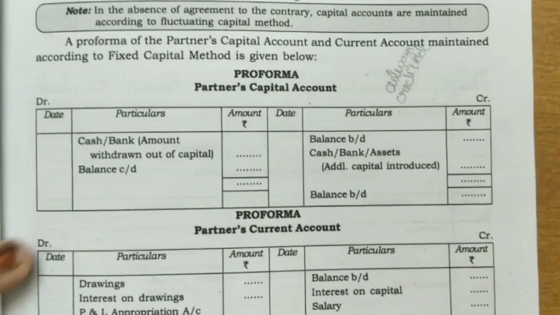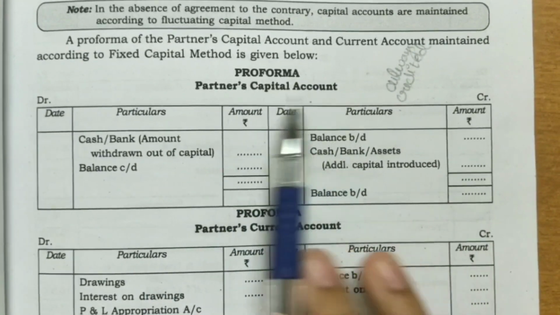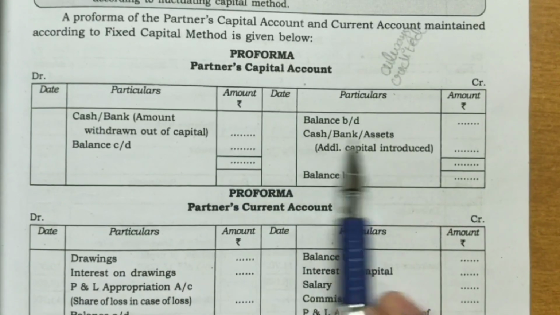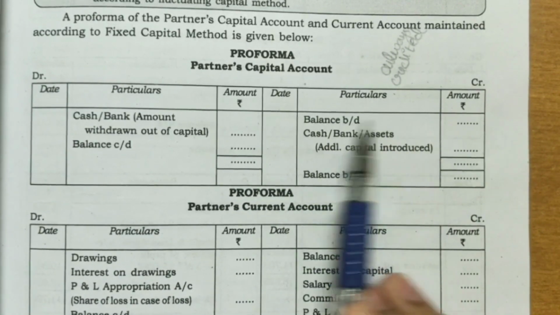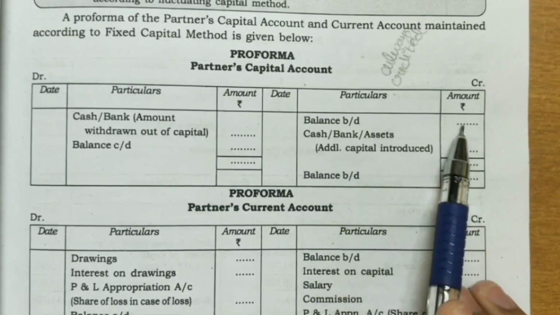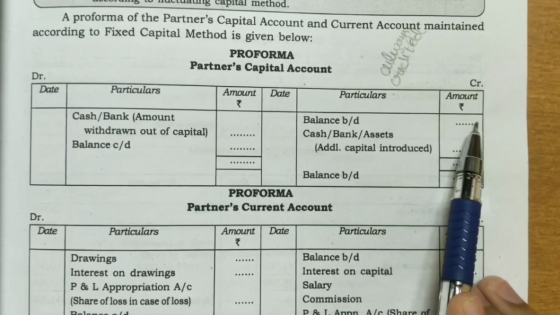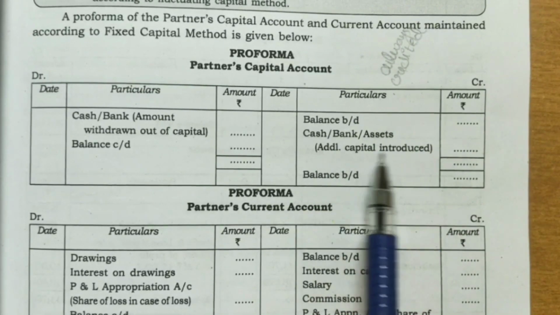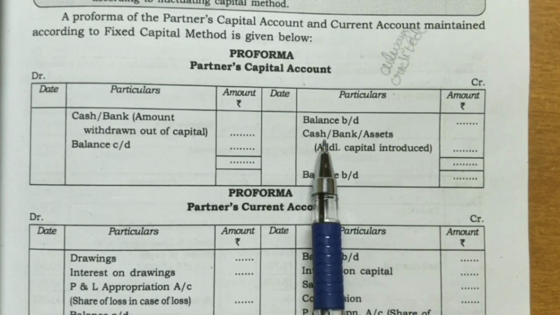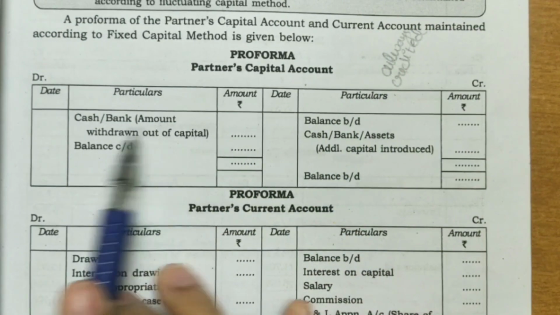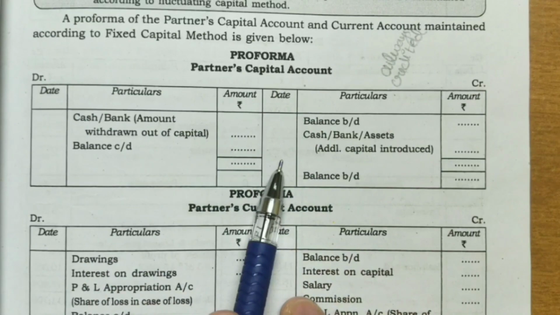You'll be able to see the pro forma of partners capital account. As I told you, we'll write balance brought down, that is the initial capital which has been contributed by the partners to the firm, and then we'll write additional capital introduced as cash or bank or assets, whatever it is, and then on the debit side we'll write the amount withdrawn. If there is any amount withdrawn by the partners, we'll write it on the debit side of the capital account, and then the balancing amount we'll write as balance carried on. So that is the pro forma of partners capital account.